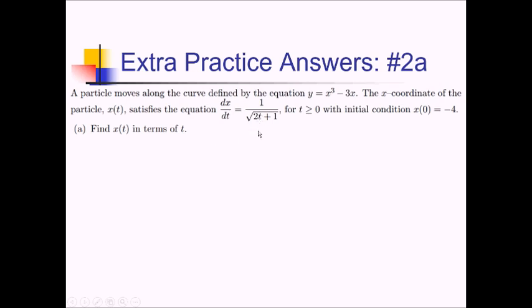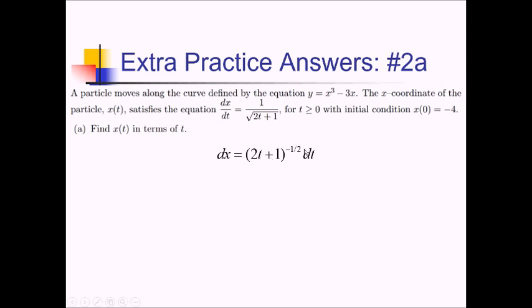To make that a little bit easier, I'm going to rewrite the right side here as 2t plus 1 to the negative 1/2 power. And I'm also just going to multiply both sides by dt just to get that over there. We don't really need to do separation of variables on this one, but hey, why not? Get the t's with the t's.